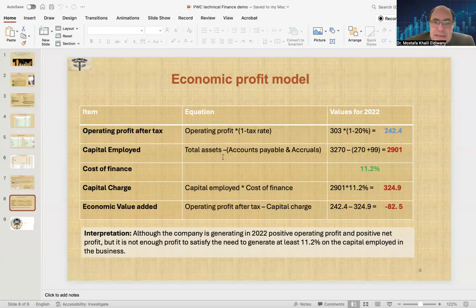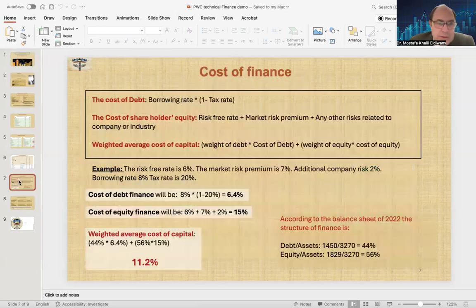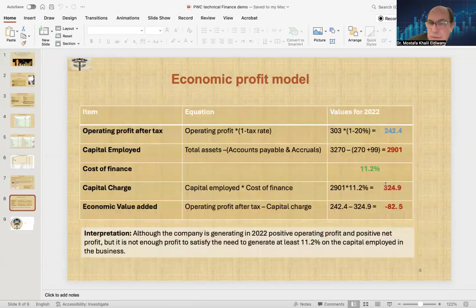Then you calculate the capital employed. The capital employed is the assets minus accounts payable and accruals. This was its result. And you calculate your cost of capital, your cost of finance. We saw that earlier, the weighted average cost of debt and equity. Then you get what is called the capital charge. It is the cost of finance multiplied by the capital employed.